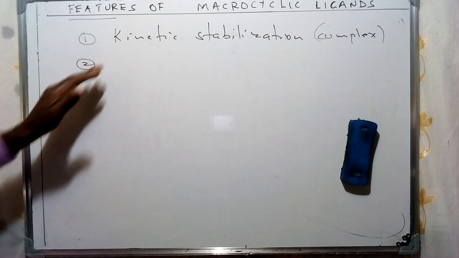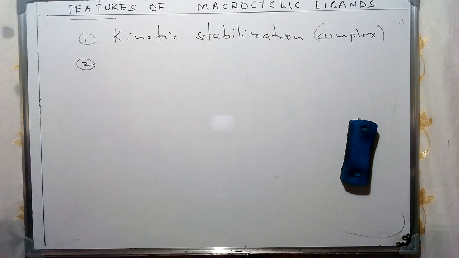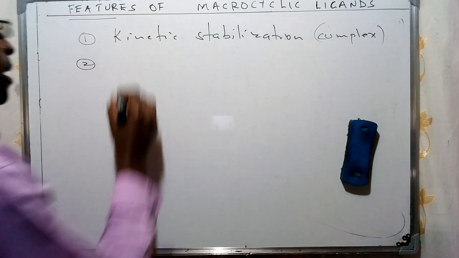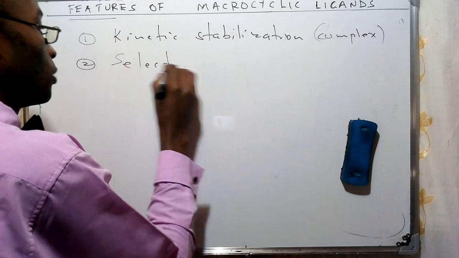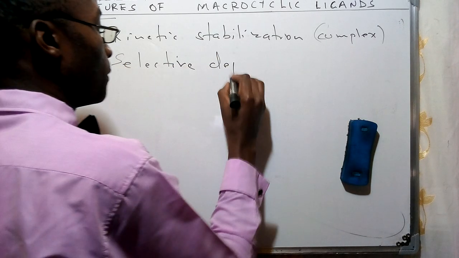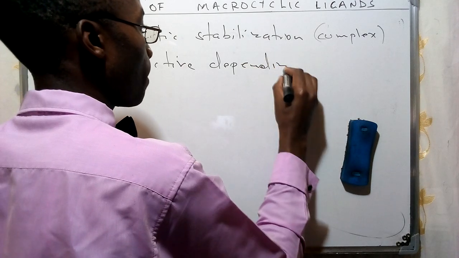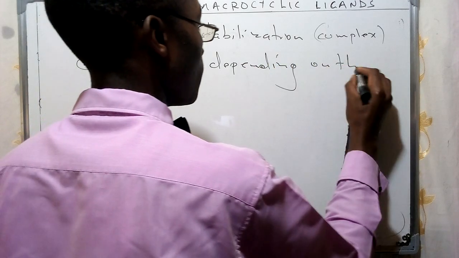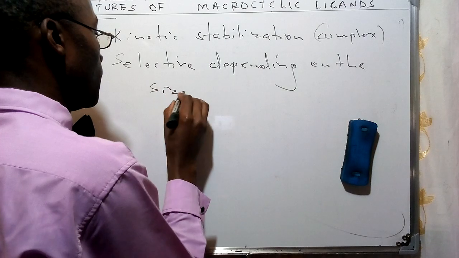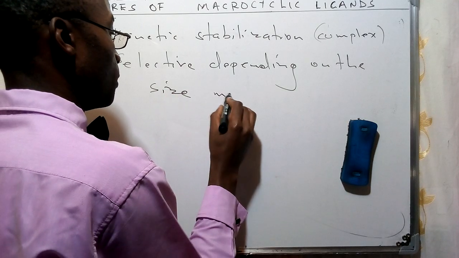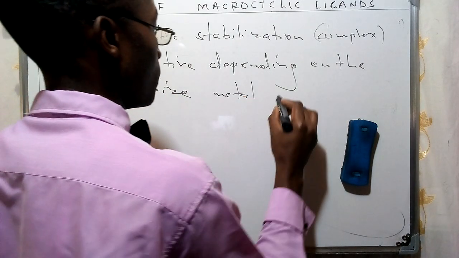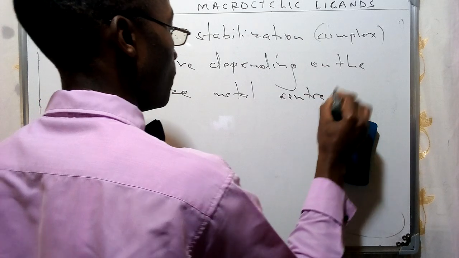And the second feature of these macrocyclic ligands is that they are selective in nature. So they are going to be selective depending on the size of this center that's coordinating, of course, which we can just give as a metal center.